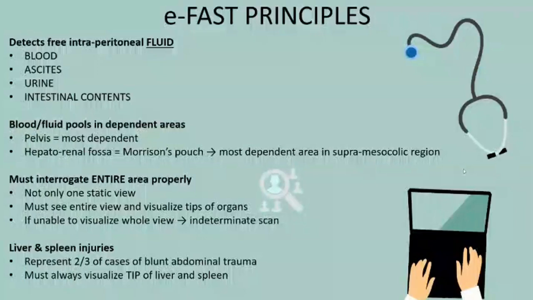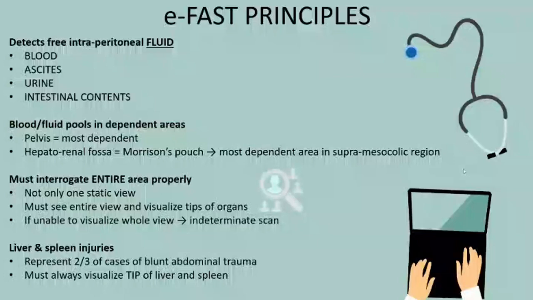The basic EFAST principles: like I said earlier, it detects free intraperitoneal fluid, so not necessarily blood. The fluid could be blood, ascites, urine, or intestinal contents. Blood and fluid pool in dependent areas. The pelvis is most dependent, but usually where we go first when looking for free fluid in the abdomen is the hepatorenal fossa, which is Morrison's pouch. That's the most dependent area in the supramesocolic region.